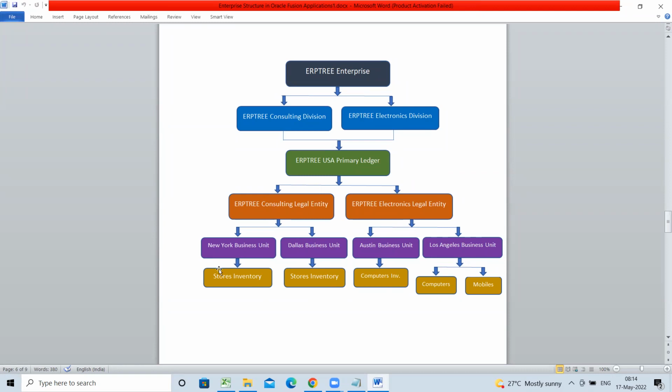For consulting, ideally, we don't need any warehouses. Okay, I have two stores inventory.